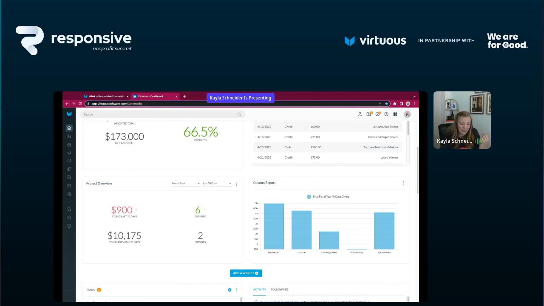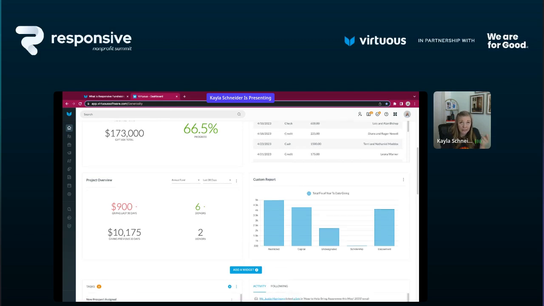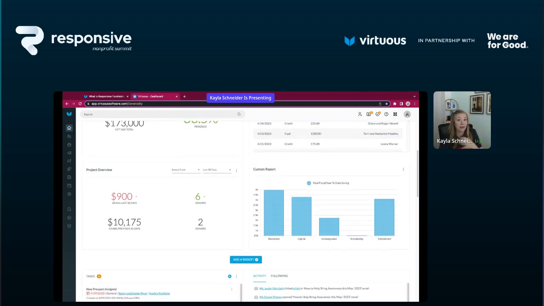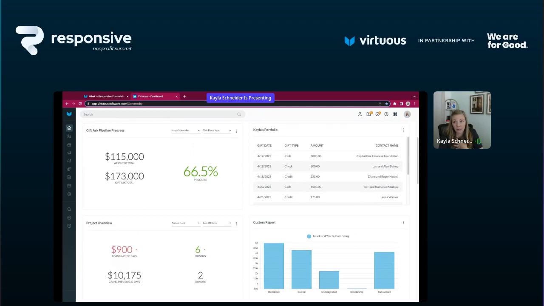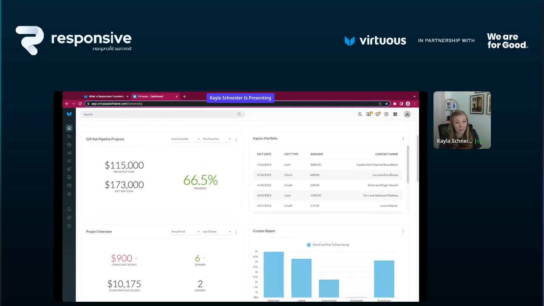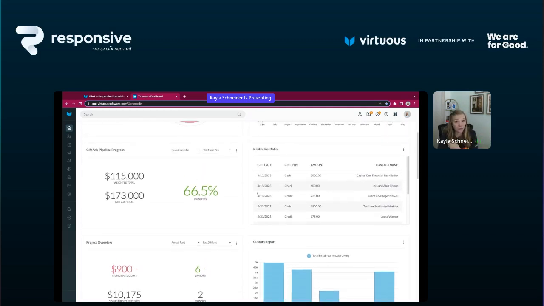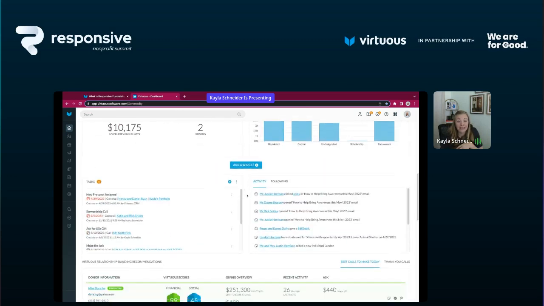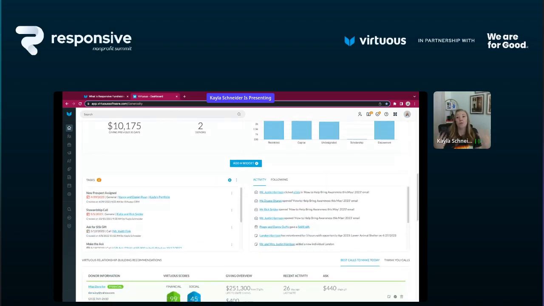But also, specific information is important for each person, right? So this is my dashboard. It's my unique view, what I would want to see, especially if I was a major gift officer: what my portfolio looks like, but also where I need to be spending time. We have a full task manager here in Virtuous where you can assign tasks for yourself and for others, but the system can also assign tasks for you through automation. And that is going to be key to what we talk through today.